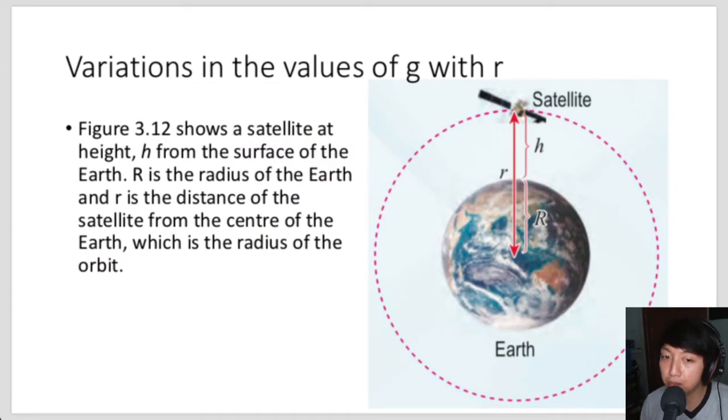So here is an example question. Figure 3.12 shows a satellite with height from the surface of the Earth. Capital letter R is the radius of the Earth, and small letter r is the distance of the satellite from the center of the Earth, which is the radius of the orbit. All right, now let's continue.